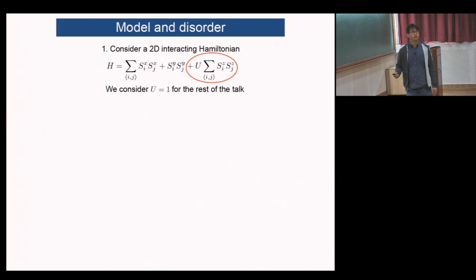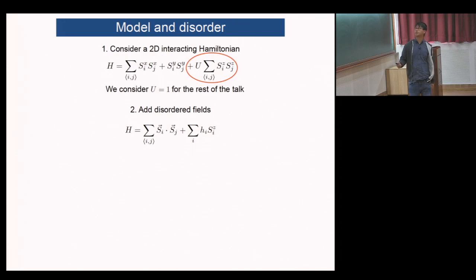OK, now once we have this 2D interacting Hamiltonian, we want to add a disordered field. We want to see the dynamics with disorder, right? So usually the way we add disorder would be you take this interacting Hamiltonian and then you add some random on-site magnetic field, right?